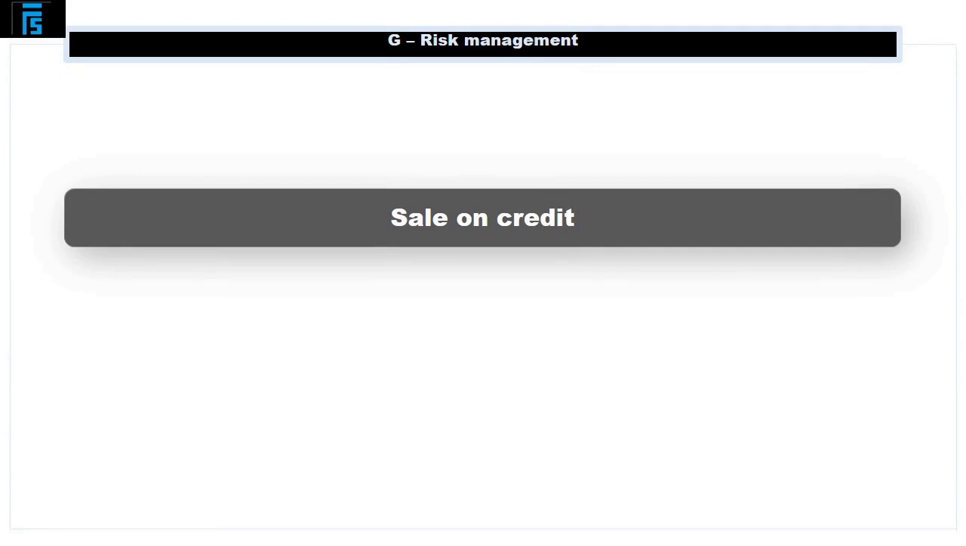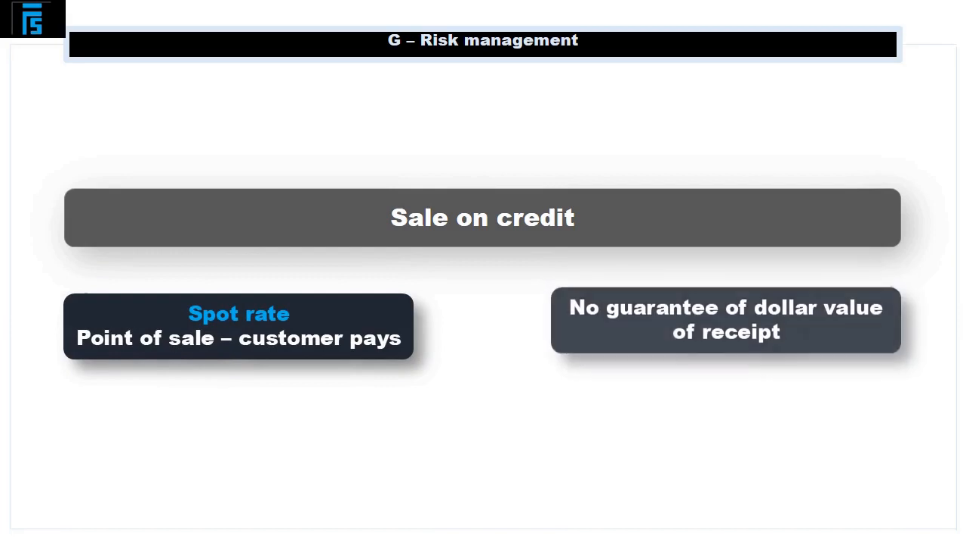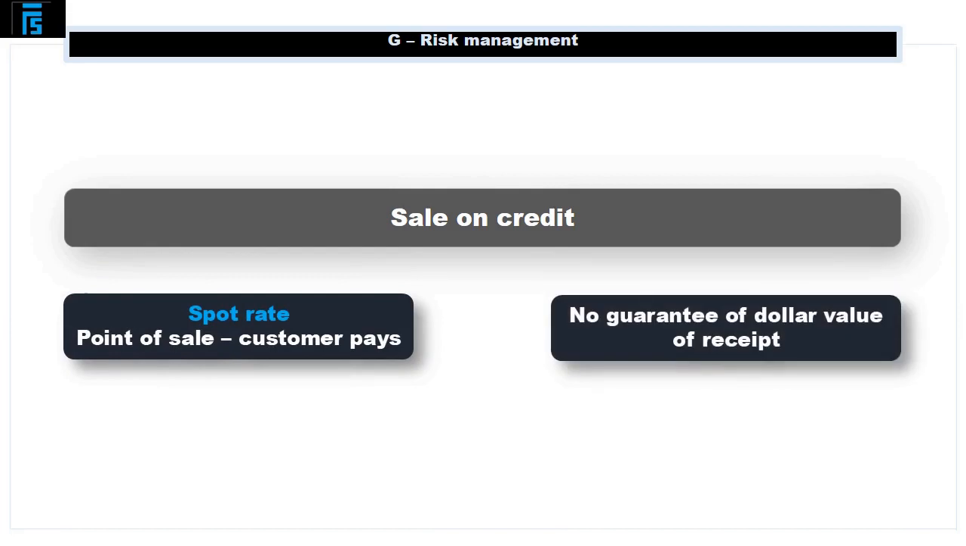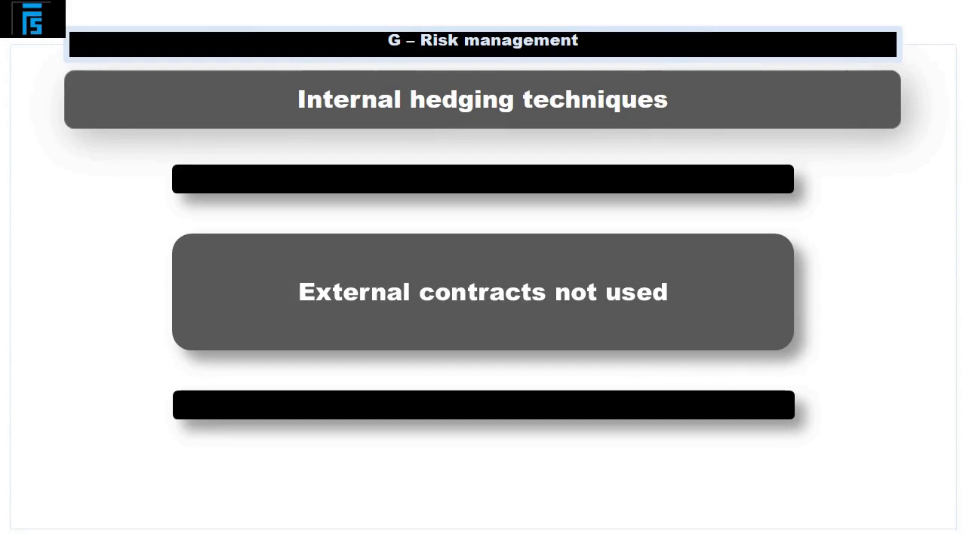If we made our sale on credit, the spot rate of exchange will probably move between the point of sale and when the customer pays. So unfortunately, we cannot guarantee what the dollar value of that receipt will be. Now, let's consider ways of trying to remove our exposure to that fluctuating spot rate.